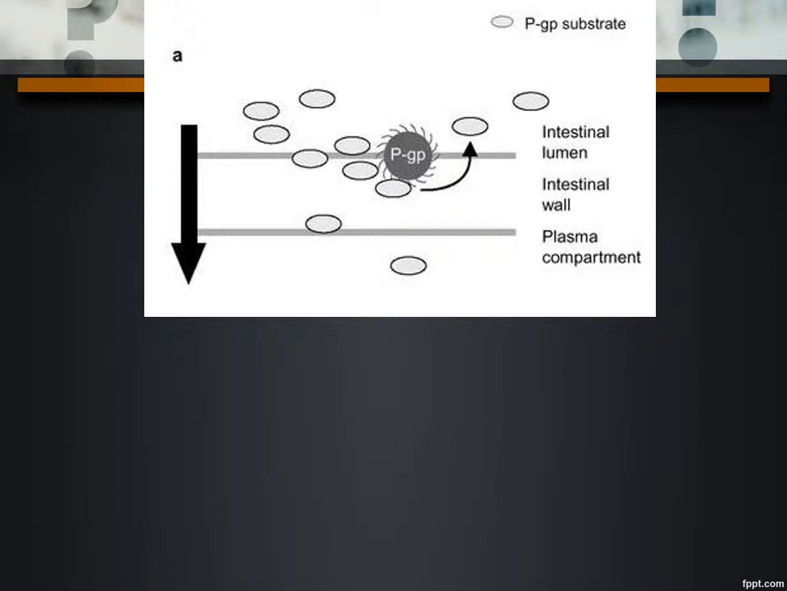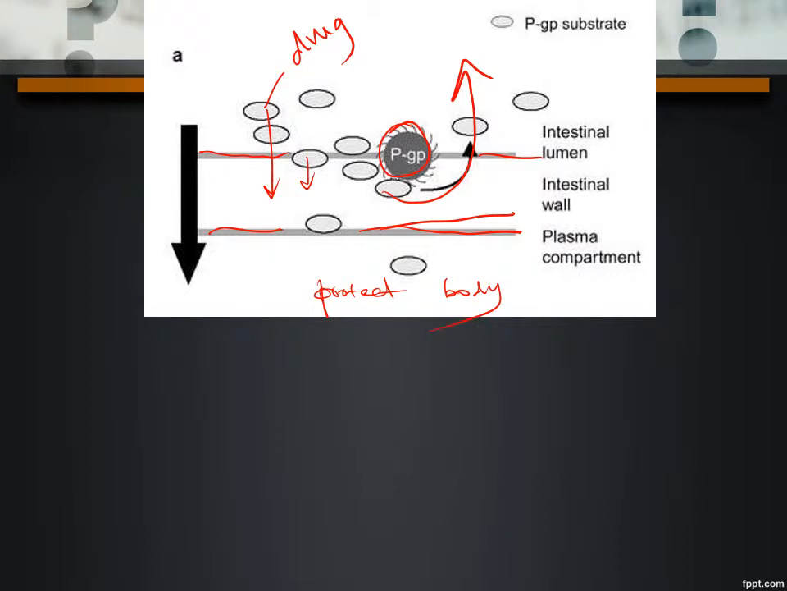For example, this is the drug here, and here is your intestinal wall. When your drug goes in and is detected by the PGP, it will be pumped out of the cell, so as to protect your body.